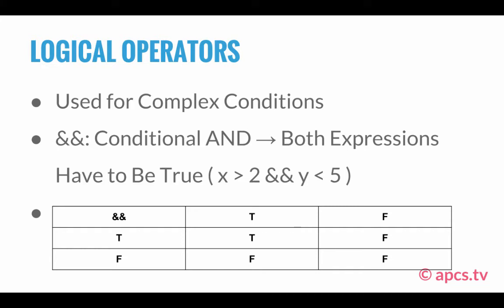Let's look at a quick table which tells us when a complex condition with the conditional and will return true and when it will return false. The only way that you can get a true value returned when using the conditional and is when both values are true. If even one of them is false, it automatically evaluates to false. So probability wise, you have a 75% chance of getting false and a 25% chance of getting true.